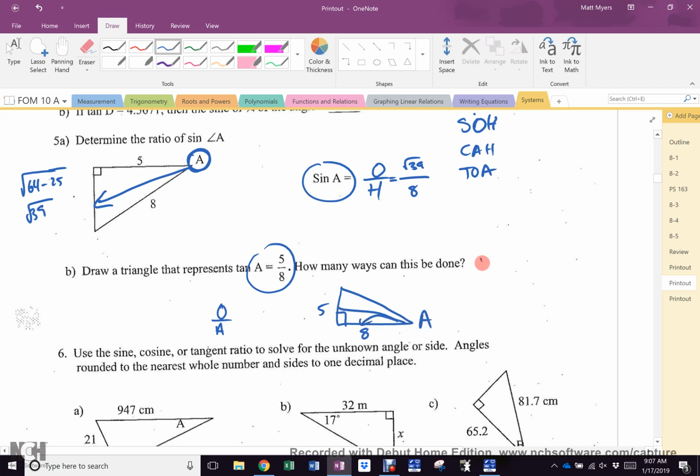If I drew it this way, A would be up top. Now, some of you would say, well, Mr. Myers, we didn't measure it. So if you wrote this, stop for a second. A, 5, and 8. If you wrote that, would I give you full credit?